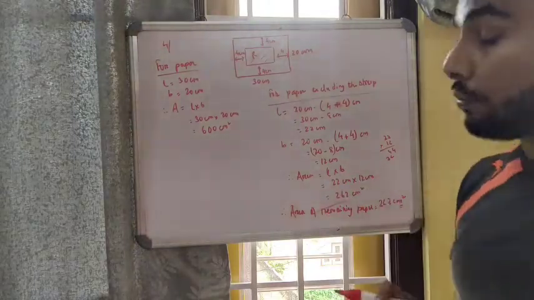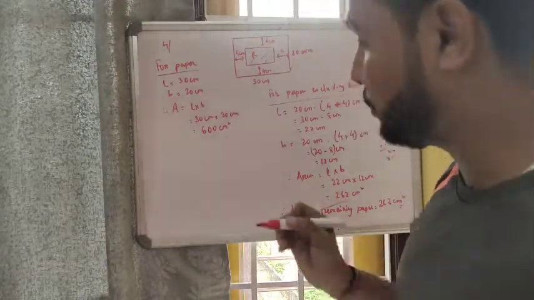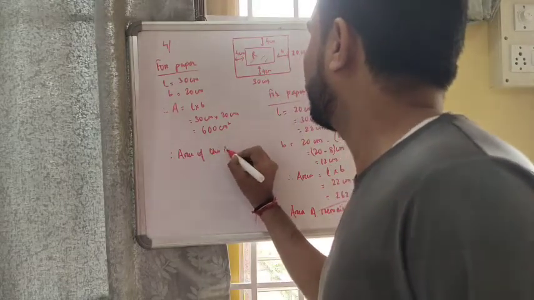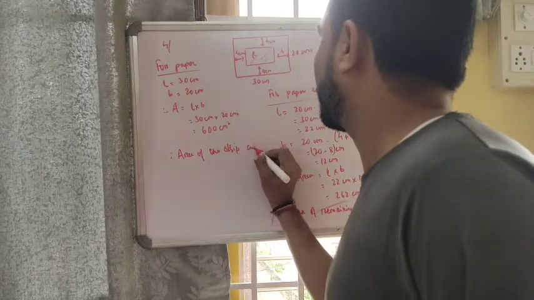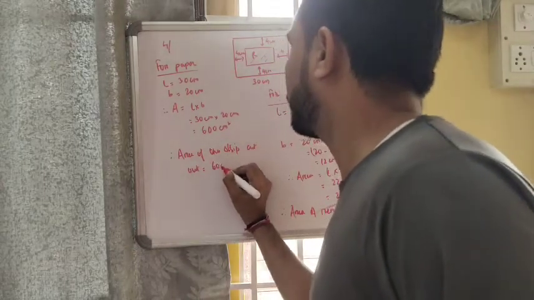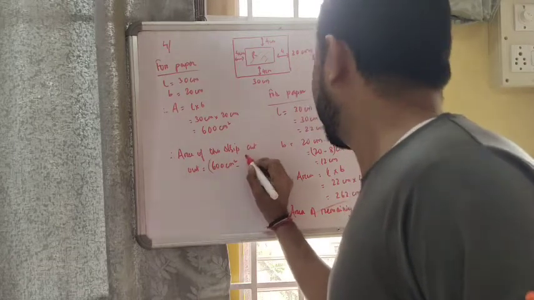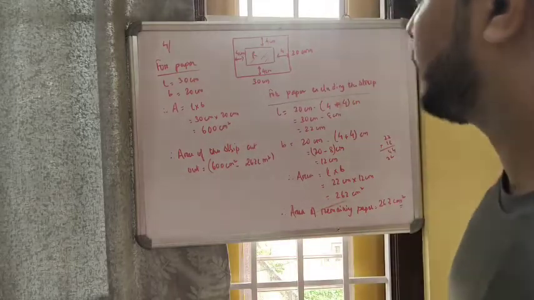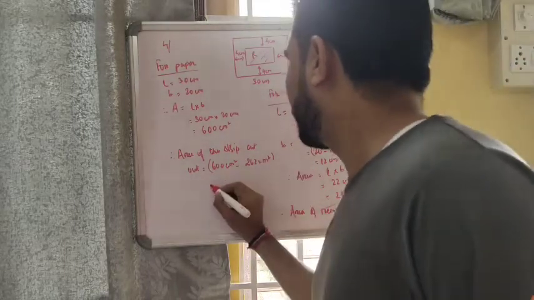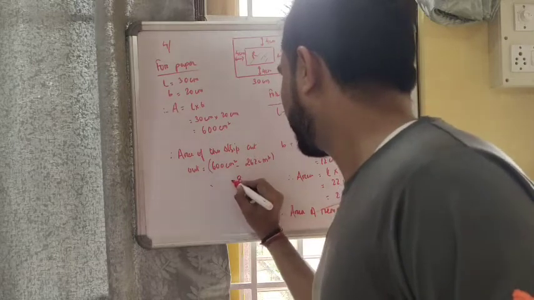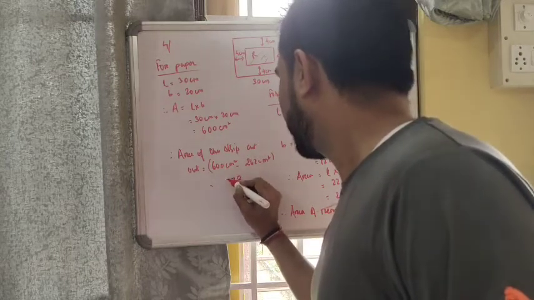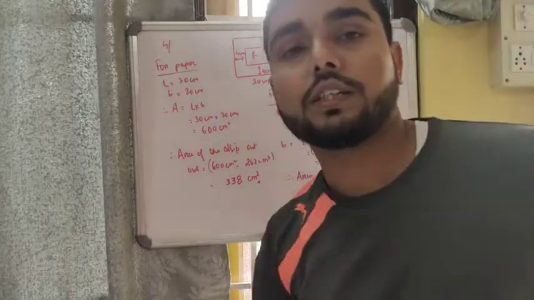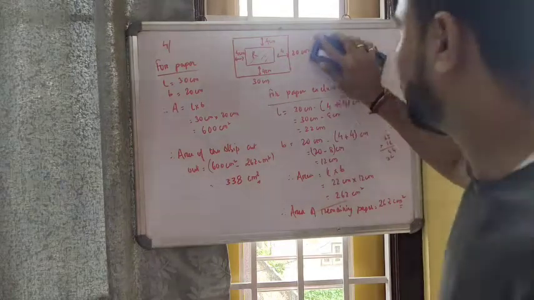Then you are asked to find the area of the stripe cut out. Therefore area of the stripe cut out is equal to 600 cm square minus 266. From the total area of the paper you will subtract the remaining area of the paper. So 0, 10 minus 2 is 8, 9 minus 6 is 3, 5 minus 2 is 3, cm square. I hope it is clear to all of you. Let's move to question number 5.